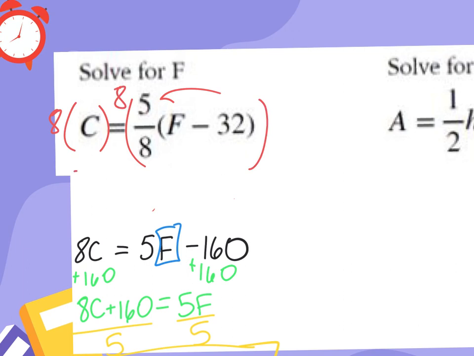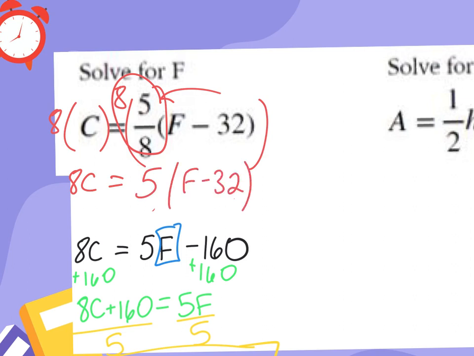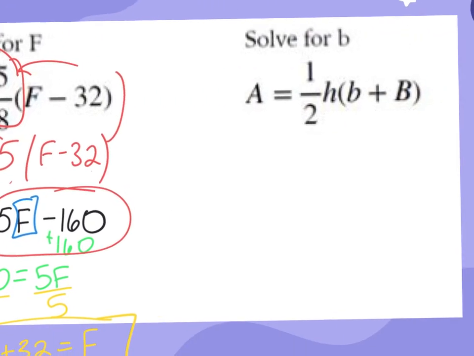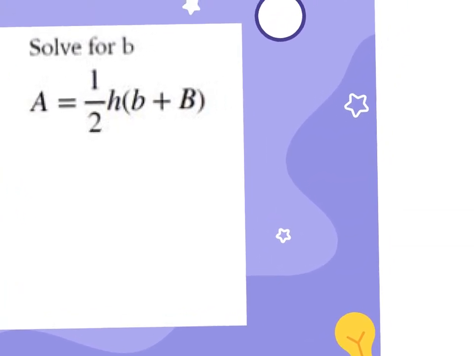Okay, so we would end up with 8C equals, remember how I said these two numbers could multiply before we distribute it out? So that would just give me 5 times F minus 32. Then I would distribute out, I would get 5F minus 160 equals 8C, and I'd get the same answer, okay? So it works both ways. Honestly, on this one, I don't even know that the second way was much easier. It might have saved you a tiny bit of time, but either way, you'll still get the same answer.